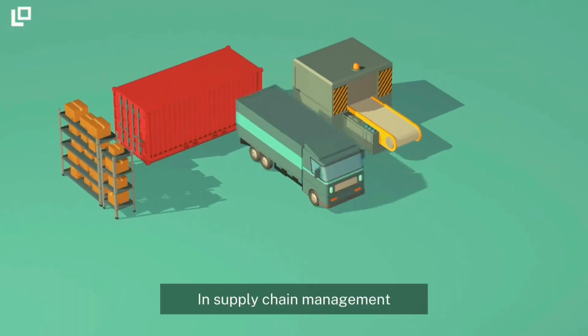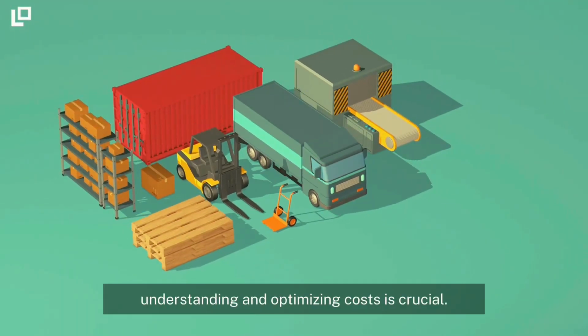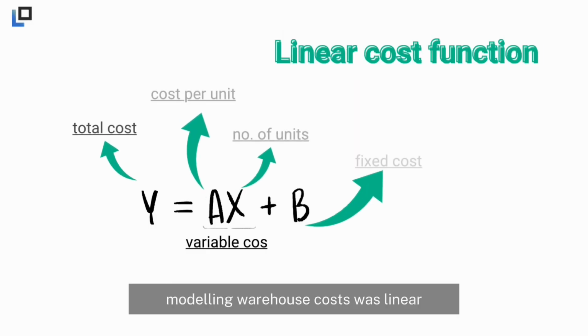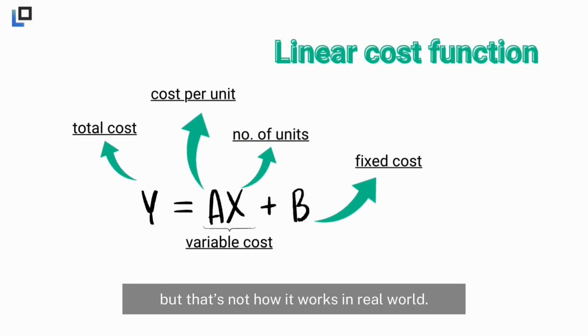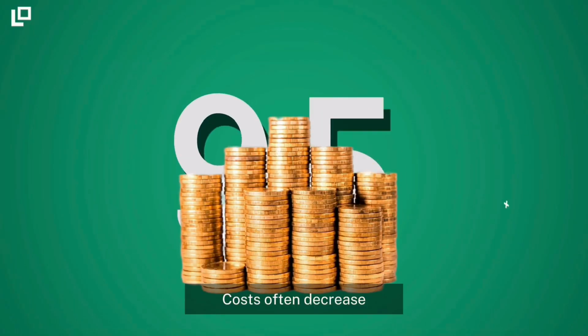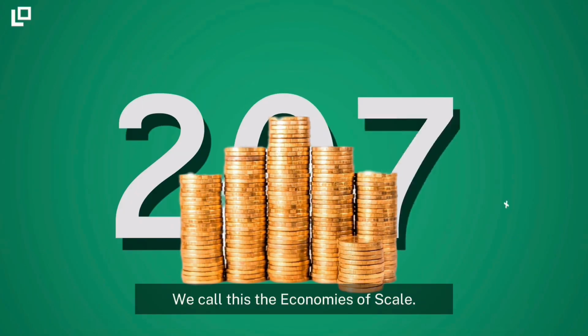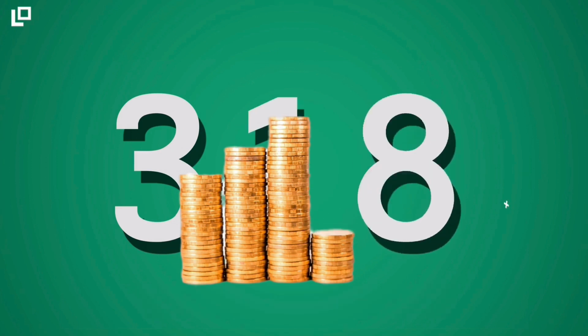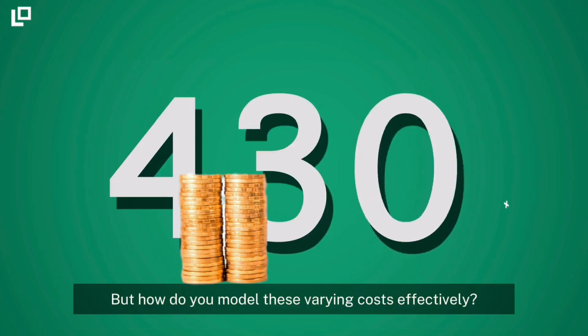In supply chain management, understanding and optimizing costs is crucial. Traditionally, modeling warehouse costs was linear, but that's not how it works in the real world. Costs often decrease as volume increases. We call this the economies of scale. But how do you model these varying costs effectively?